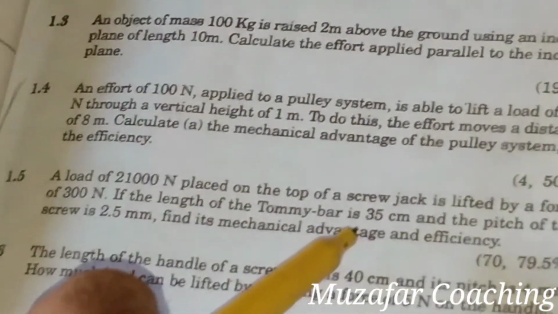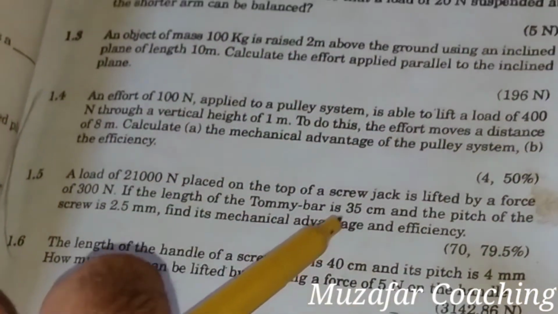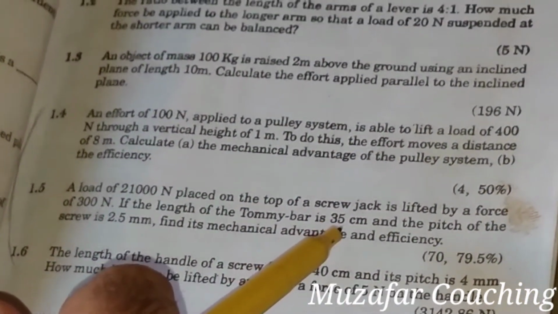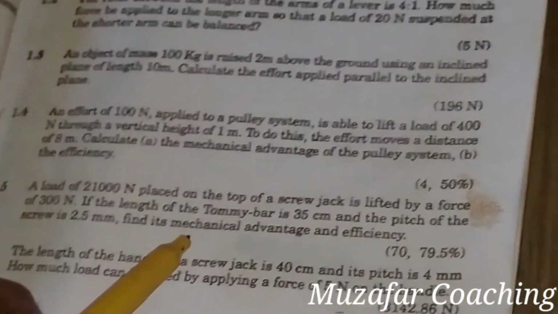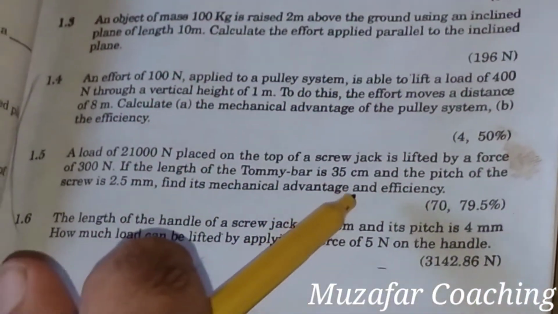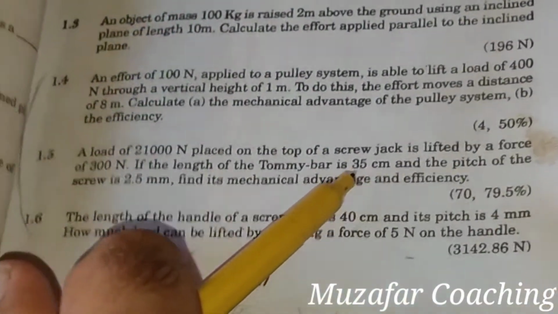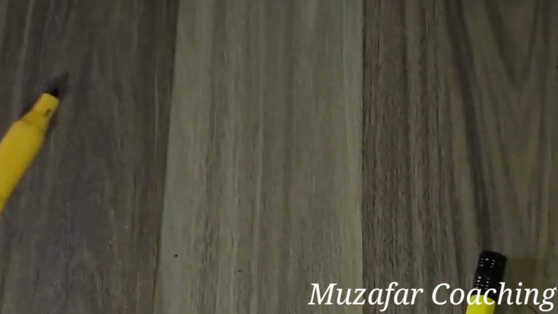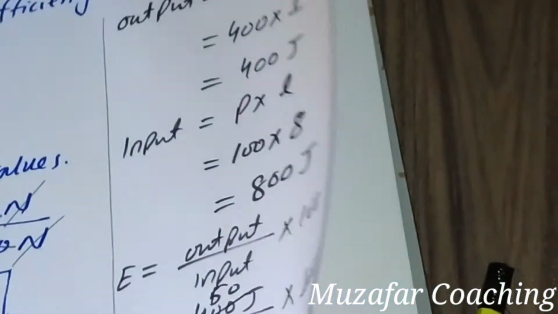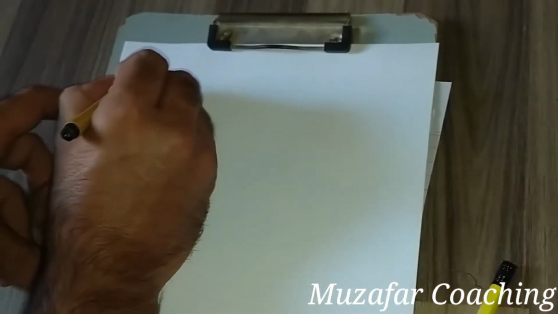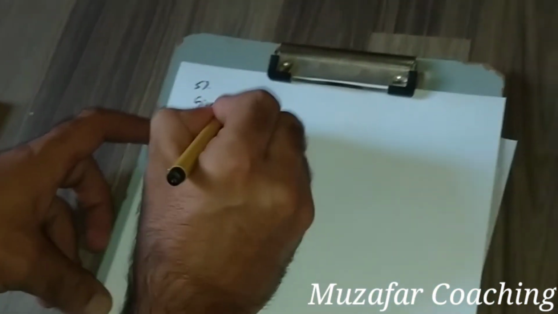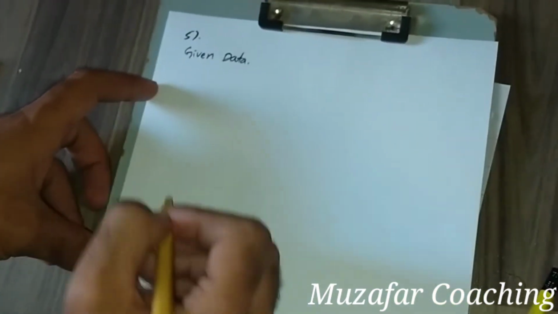Again, we are supposed to find two things over here. Let me make it clear for you. We are supposed to find the mechanical advantage and efficiency. So we will be making data for this question. We are doing the 5th one now, so we will be making the given data.